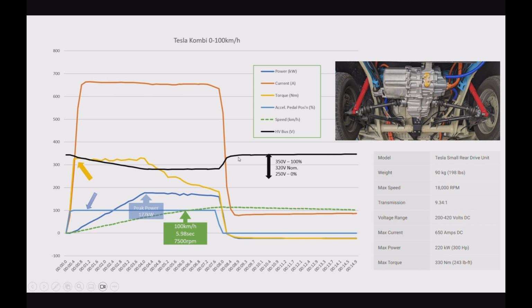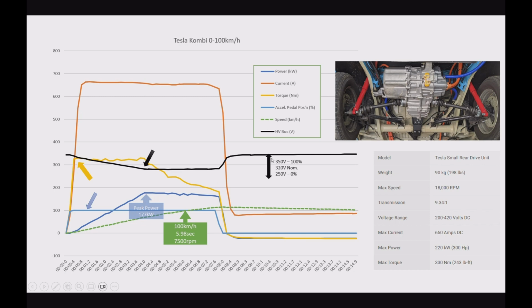And we did this sprint at about 90-95% state of charge, so we started off pretty close to the 350 volts. But when we were under heavy acceleration, there's a voltage sag, and so the product of the 650 amps current multiplied by the voltage at that point in time results in a peak power of 177 kilowatts.